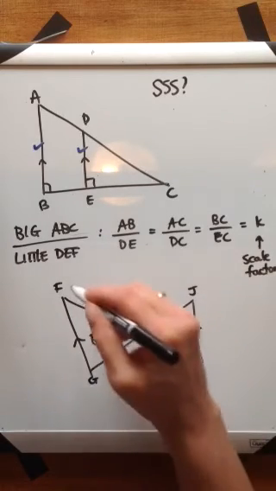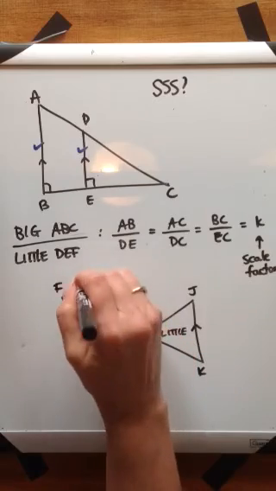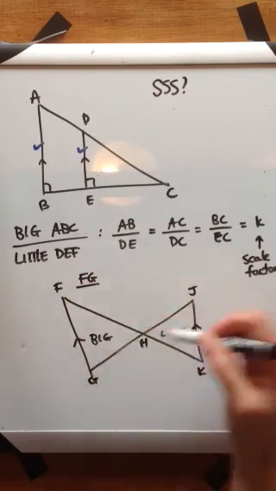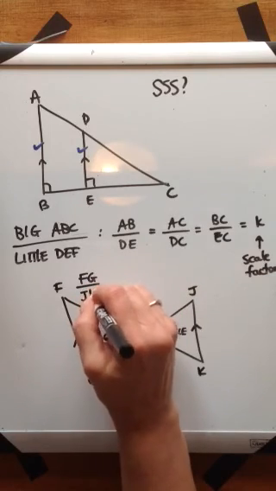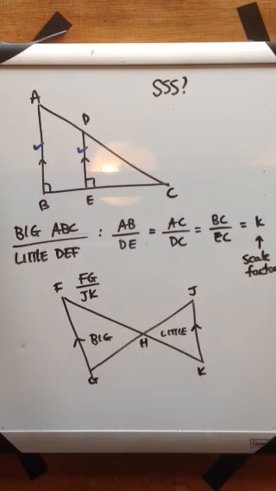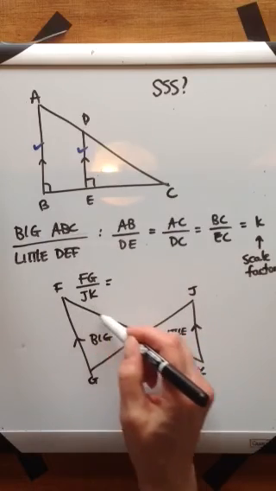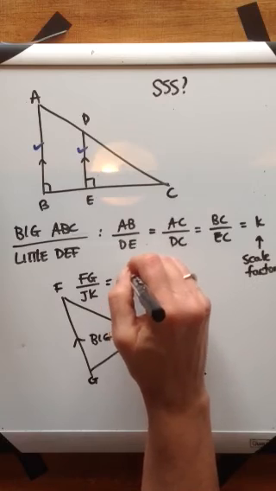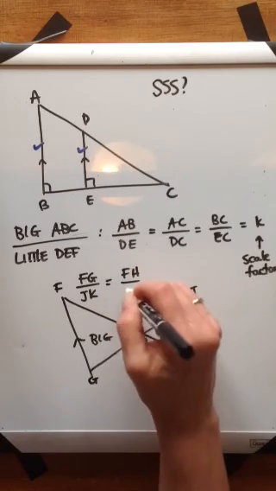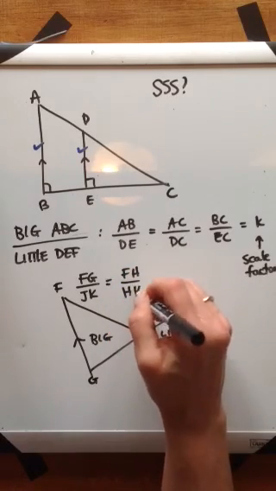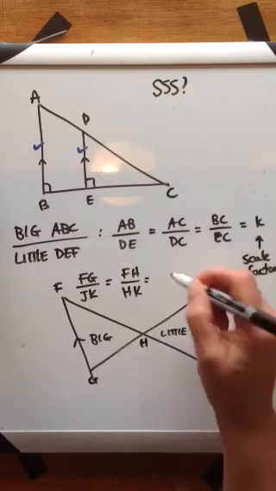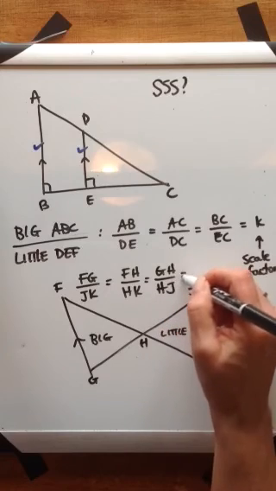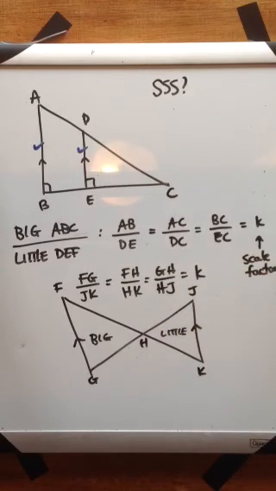These sides correspond to each other, so I could say that FG, the bigger side of the bigger triangle, can be compared to JK, the bigger side of the little triangle. I also know that this side and this side are related to each other. So I can say FH is proportional to HK, and GH is proportional to HJ, and they are all equal to some constant value.